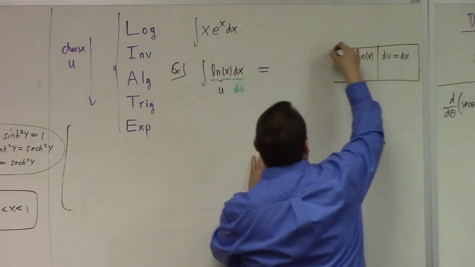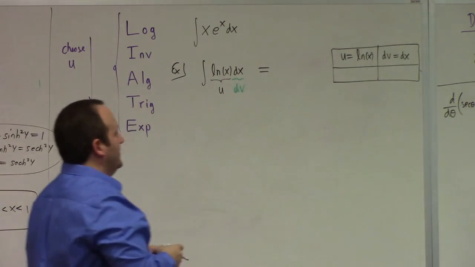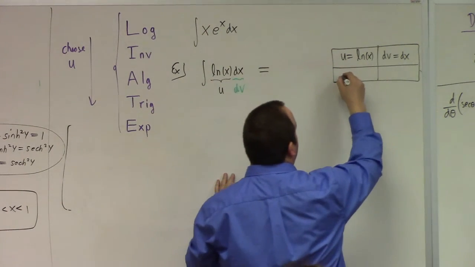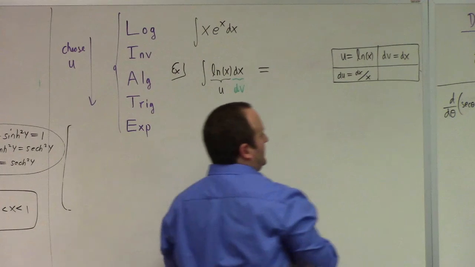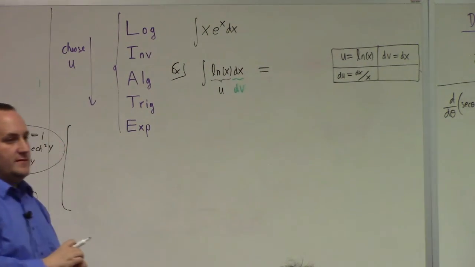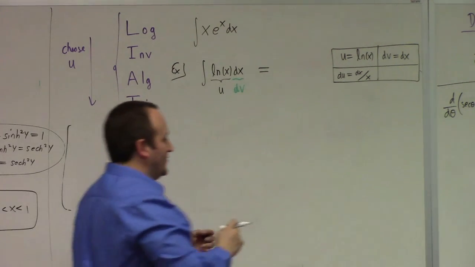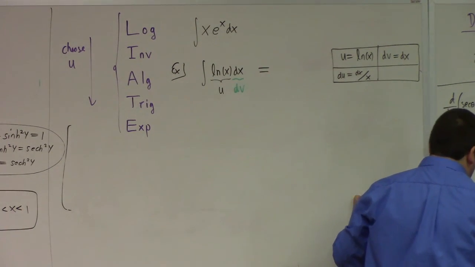At this point, I will tell my dx integration story. So, of course, du is what? dx over x, right? If dv is equal to dx, v is equal to? x, right? In other words, the integral of dx is x plus a constant, right?